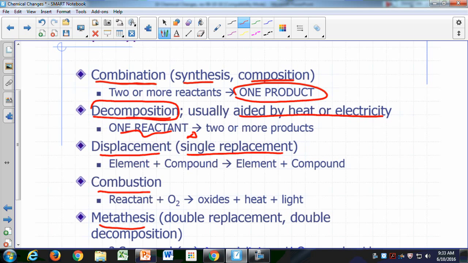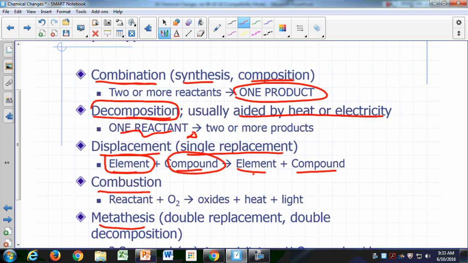Displacement, also known as single replacement, involves a reaction of an element with a compound. And basically what happens there is an element from the compound gets displaced by the element that reacted with the compound. So your product is also an element and a compound.